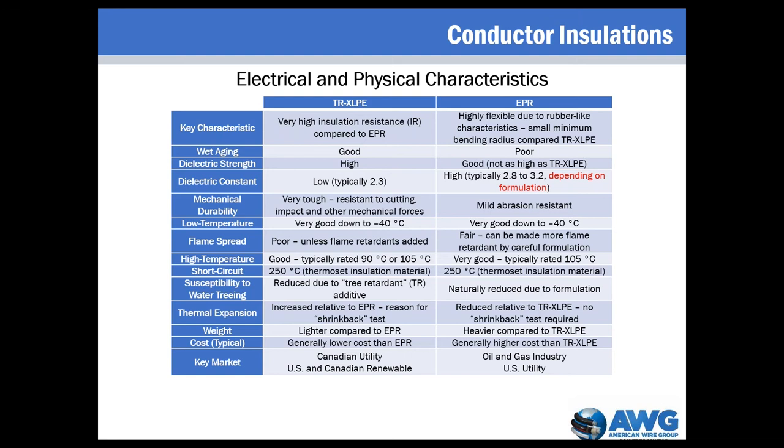TRXLPE is also a very tough insulation system, resistant to cutting, impact, and other mechanical forces. The susceptibility to water treeing is dramatically reduced due to a tree retardant additive. TRXLPE is generally lighter in weight than EPR. TRXLPE insulation systems are specified by Canadian utilities as well as by US and Canadian renewable project engineers.